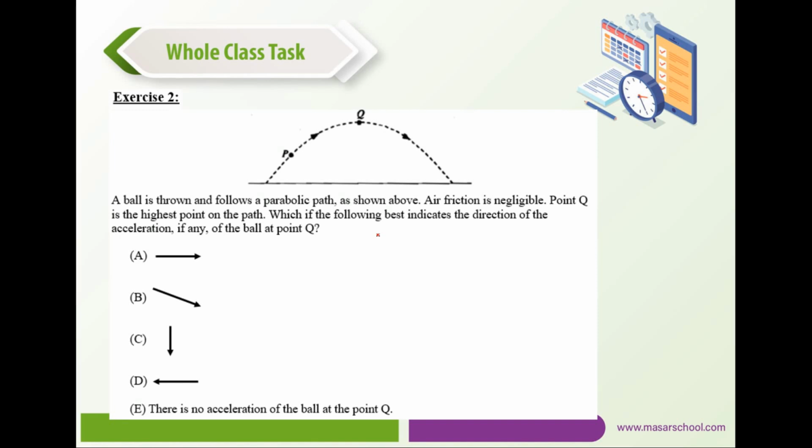Now exercise 2, a ball is thrown and follows a parabolic path as shown above. Air friction is negligible. Point Q is the highest point on the path. Which of the following best indicates the direction of the acceleration, if any, of the ball at point Q? We know that the acceleration along the trajectory of the projectile always points downward, then C would be the correct choice. This holds for any point along the trajectory, independent of P, Q, or any other point.